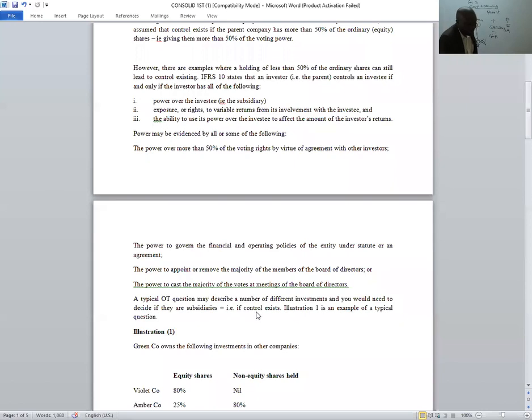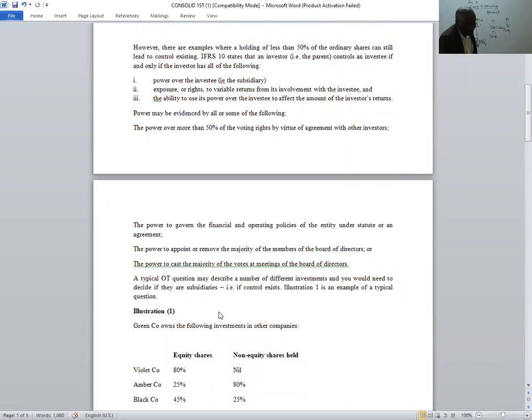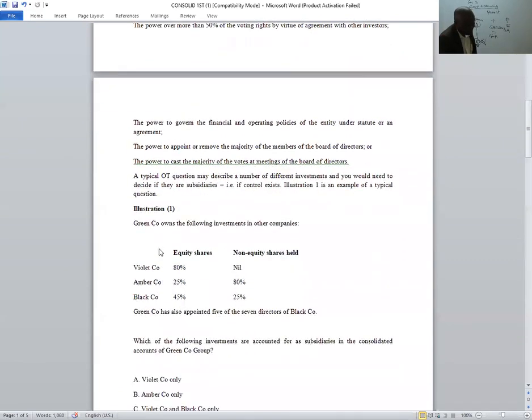A number of different investments here. We are given a very good illustration of a company called Green Company. And this one I'm going to give somebody a present. So we have Green Company, which owns the following investments in other companies.